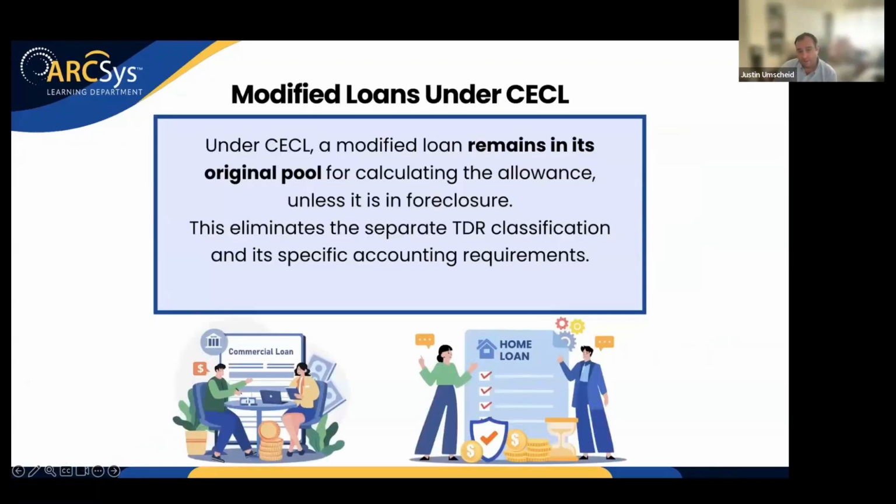Now, modified loans under CECL generally remain in their original pool for calculating the allowance unless, and these are those instances I was mentioning, the loan is in foreclosure, in which case it would be a must. It must be run as collateral dependent. We'll talk a little more about that in a second. This really eliminates that separate TDR classification for impairment and running those calculations using the present value method like we used to do under the incurred loss model. So keep that in mind.